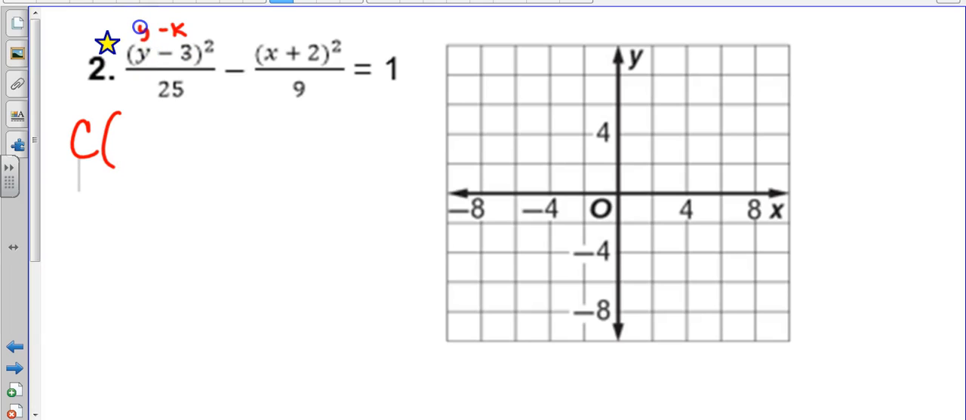This is y minus k and x minus h, right? So the center is at -2, 3. -2, 3. That's the center. Okay. From there, where do I go? Up and down 5. Nicely done. Okay. And sideways, how much? Left and right, 3.